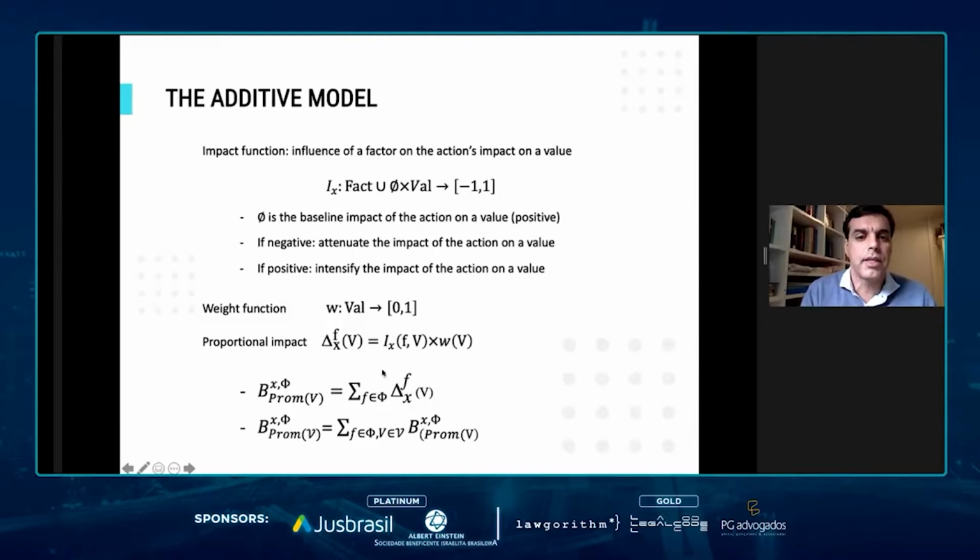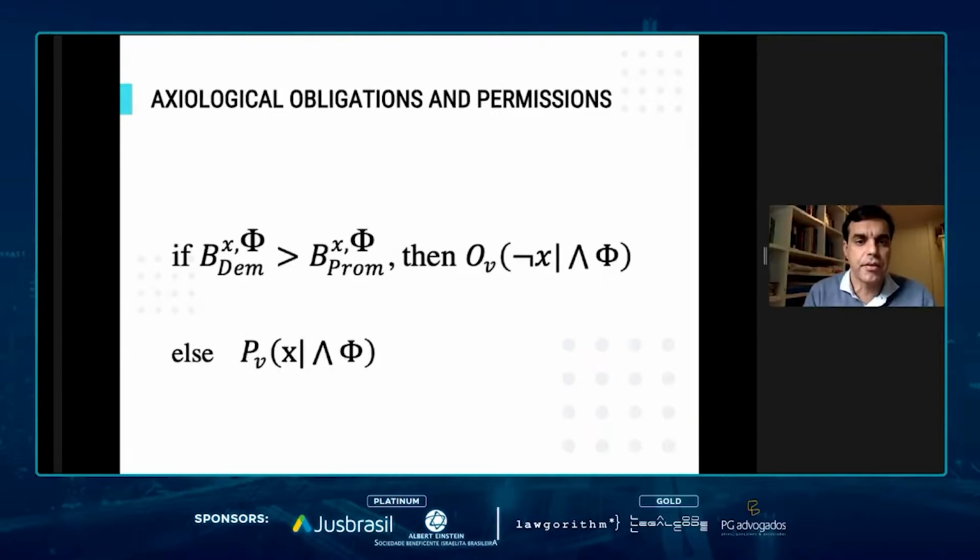I'm not going into the details of the formalism, but I'm trying to show how the model works using the example given by Riley versus California. So the whole game in this model is to compare those values which are demoted against the values which are promoted by the action at stake, given a certain constellation of factors.